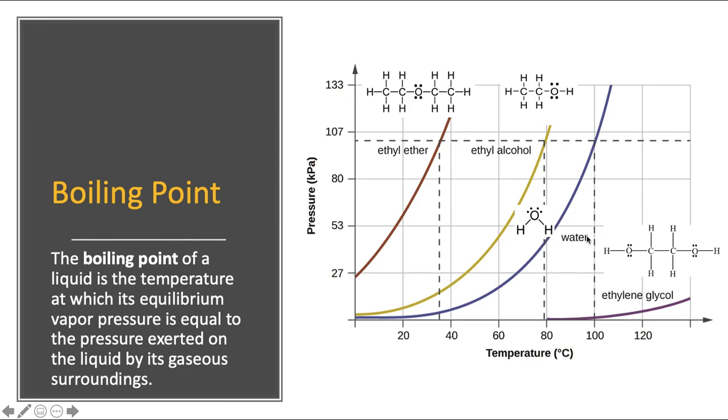With water, here's the boiling point of water right here. So here's diethyl ether, here's the ethanol, and here's the water. Water, we said, was the third one in intermolecular forces. So it had the third highest, meaning it will have the third highest boiling point and the third lowest vapor pressure. And then ethylene glycol is the last one. Look at how it has a much, much higher boiling point than water. It's off the curve for us here because it has very strong intermolecular forces and therefore very low vapor pressure.